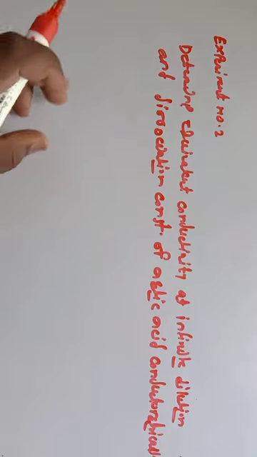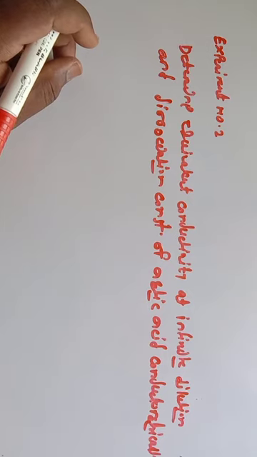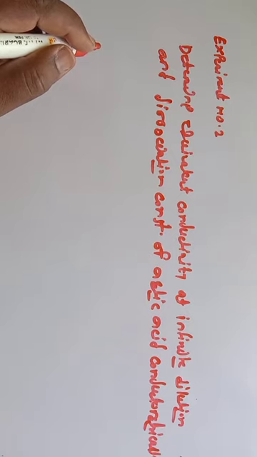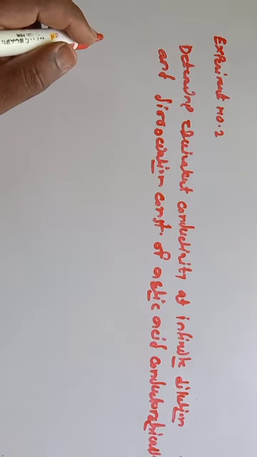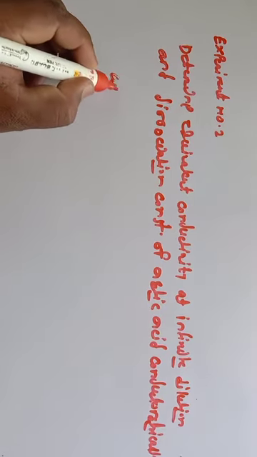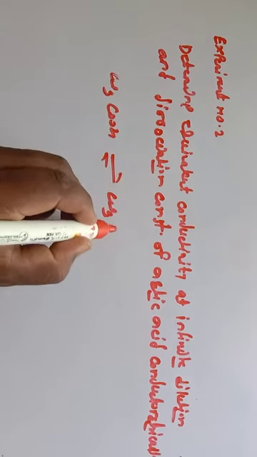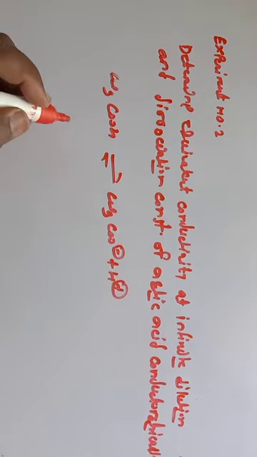But in this practical, we determine the dissociation constant of acetic acid, and we know that acetic acid is a weak electrolyte. Whenever we dissolve acetic acid in water, it dissociates partly. The dissociation of the molecules of a weak electrolyte increases with dilution. When dissolved in water, it dissociates to give CH3COO minus ion plus H plus ion.